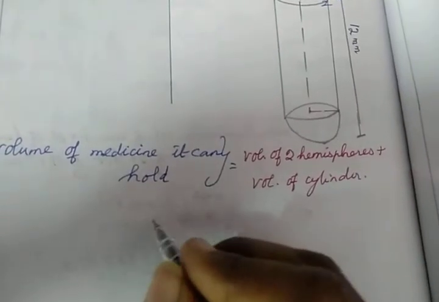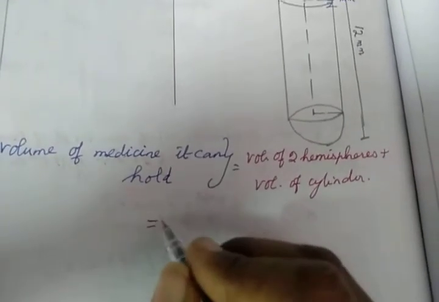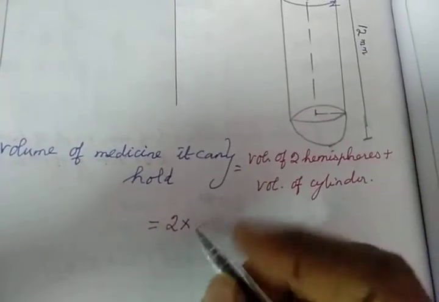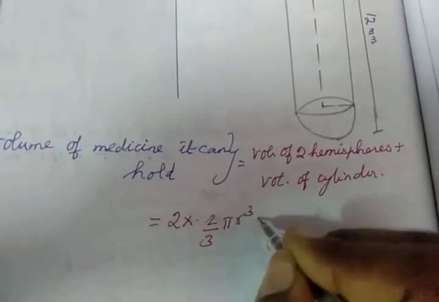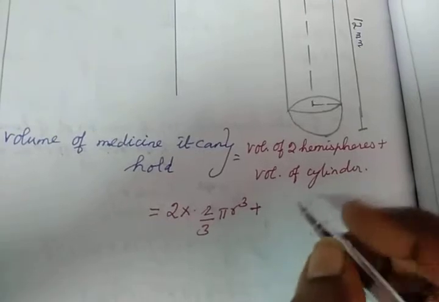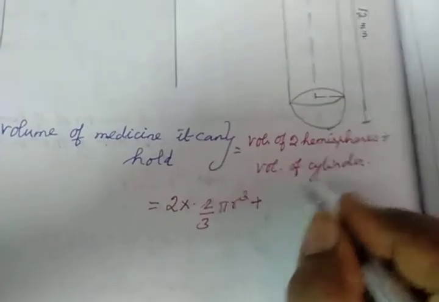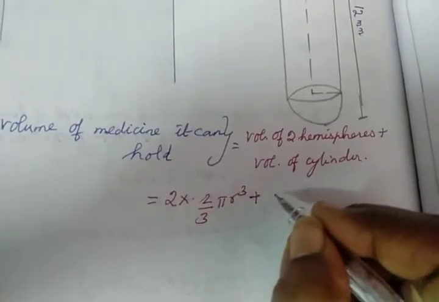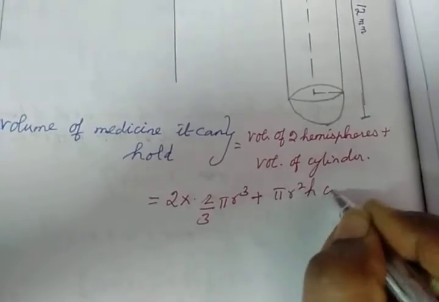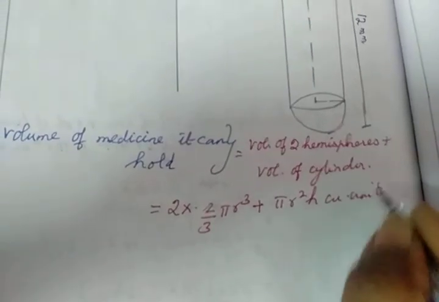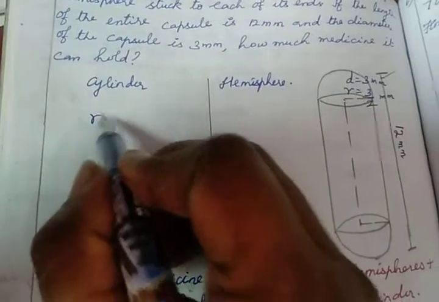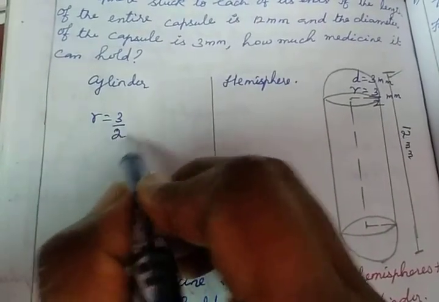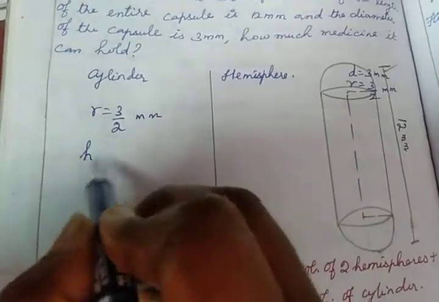What is the formula for finding the volume of a hemisphere? Two hemispheres are there, so 2 into 2 by 3 pi r cube, plus the volume of the cylinder, the formula is pi r squared h, cubic units. So for the cylinder we need r and h. For the cylindrical part, radius is 3 by 2 millimeter, and for height we have to find out.